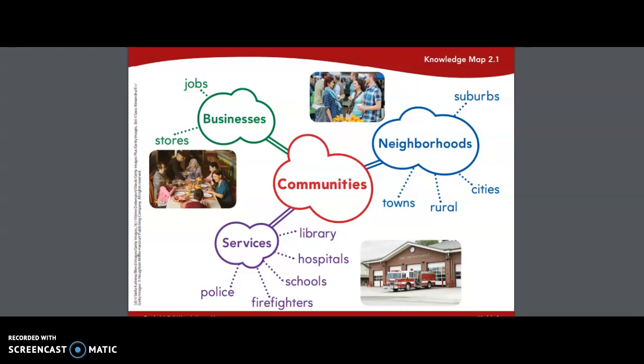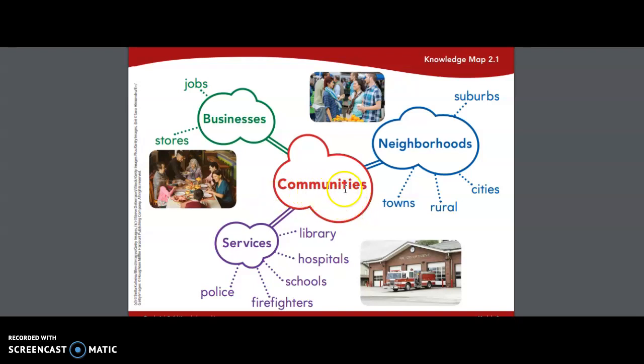Now, a module just means unit or topic. So we're changing our topic, and for the next couple of weeks, we're going to be talking about communities. Have you ever heard the word communities before? Do you know that you live in a community? Yes. Kingsport City is a community.